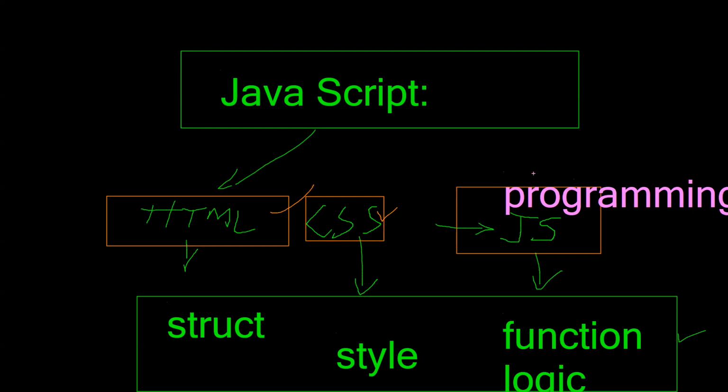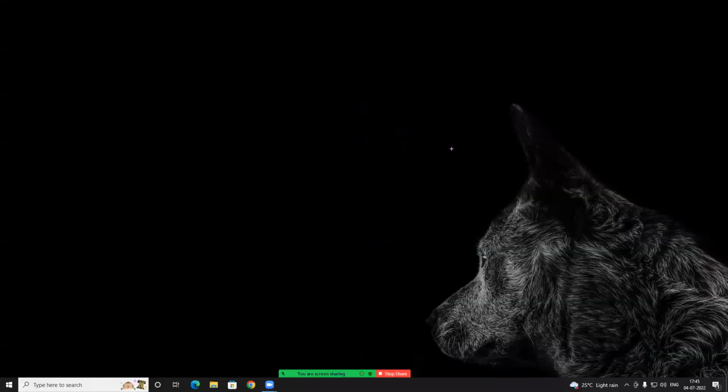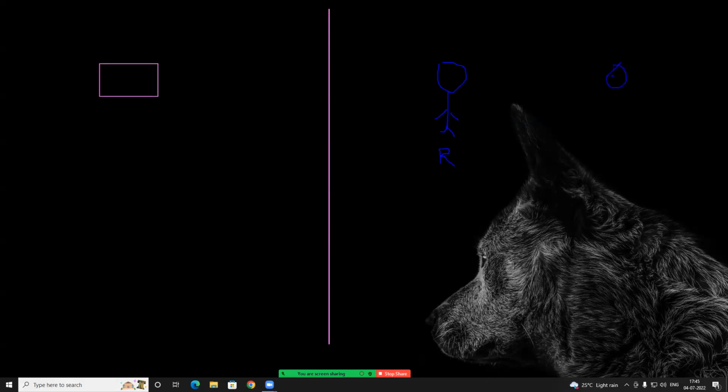So what do we mean by programming language? I will tell you at a high level. First we'll go with a general scenario, and I will tell you why we need programming languages. Let us take one person named Ram, and we have another person named Shyam.